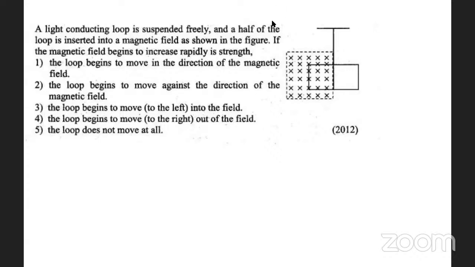Right, what is this question all about? A light conducting loop is suspended. A light conducting loop means it's a very thin loop which can easily move. It is suspended freely and half of the loop is inserted into a magnetic field as shown in the figure. If the magnetic field begins to increase rapidly in strength, in strength, no? What will happen? Right, let's analyze that quickly.